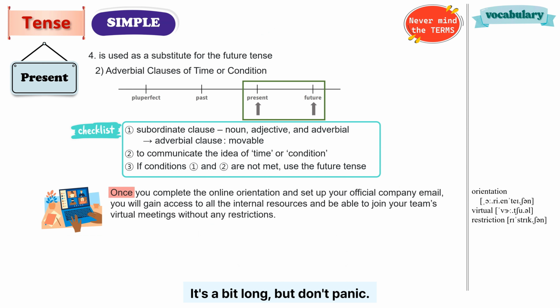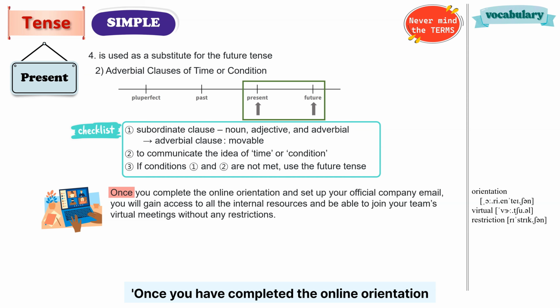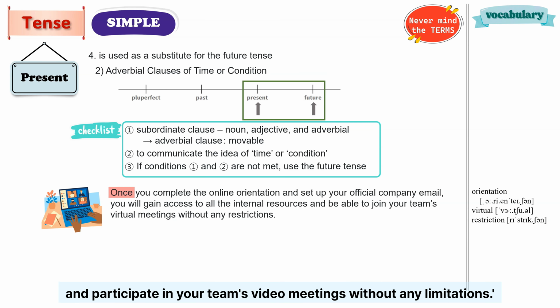It's a bit long, but don't panic. Take it slowly and absorb the information in the order it's given. Once you have completed the online orientation and set up your official company email, you will then be able to access all internal resources and participate in your team's video meetings without any limitations.